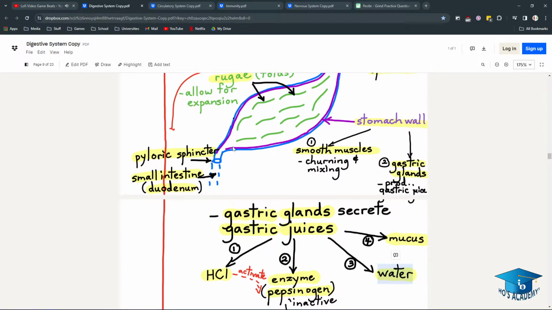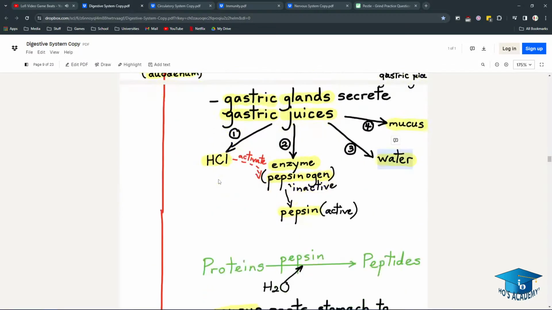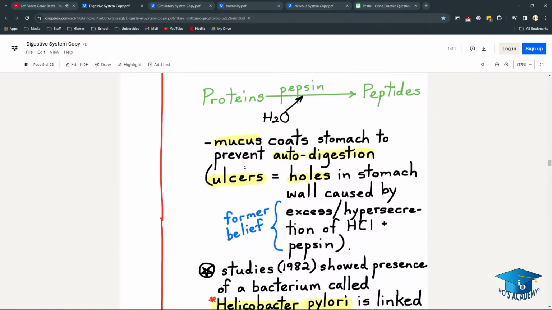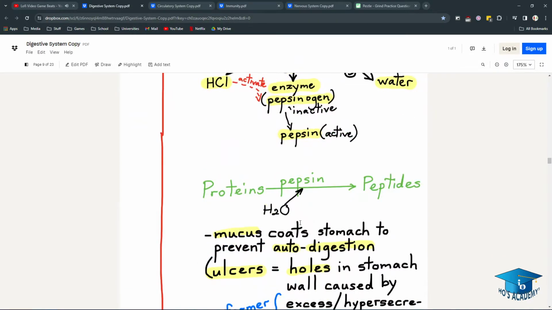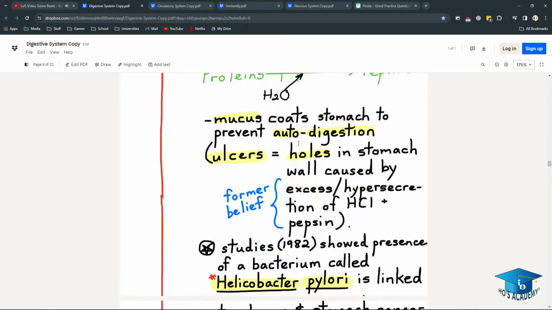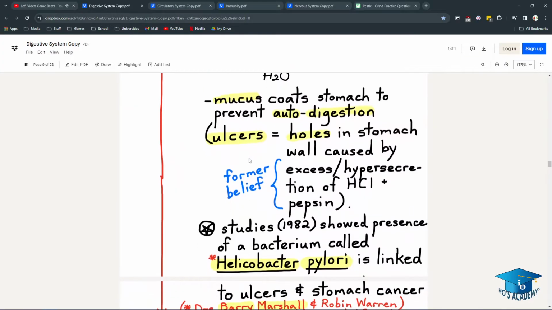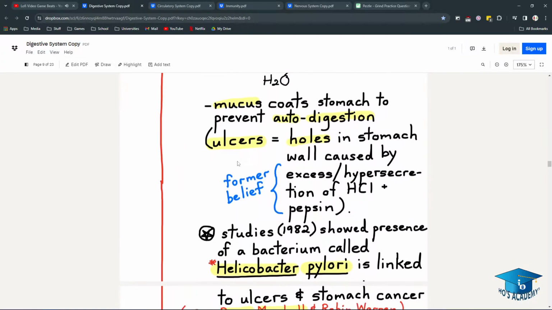After is the pyloric sphincter to prevent backflow from the small intestine back into the stomach, and that leads into the duodenum, which is the first part of the small intestine. Oh, so there's mucus that coats the stomach wall to make sure you don't digest yourself, because it is also made of protein and, well, you know, organic matter.